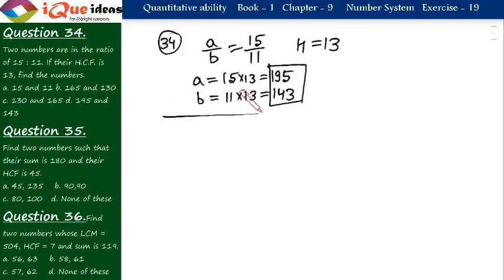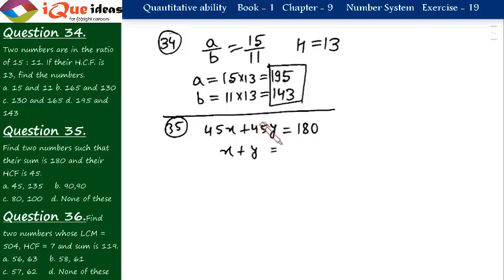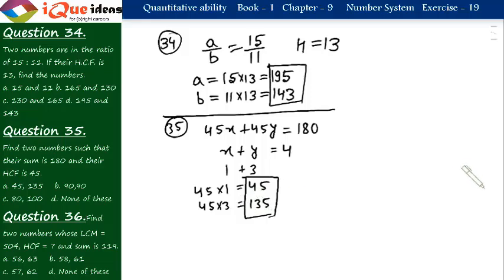Then we come to question number 35. It says find two numbers such that the sum is 180 and the HCF is 45. So let's straight away take the numbers to be 45x and 45y, and 45x plus 45y is equal to 180. Remember, x and y should not have any common factor. So if you divide by 45, you will get x plus y is equal to 4. The only possibility will be 1 plus 3. So the numbers are 45 into 1, hence 45, and 45 into 3, hence 135. You have to be careful because none of these options is there. So the answer is 45 and 135.